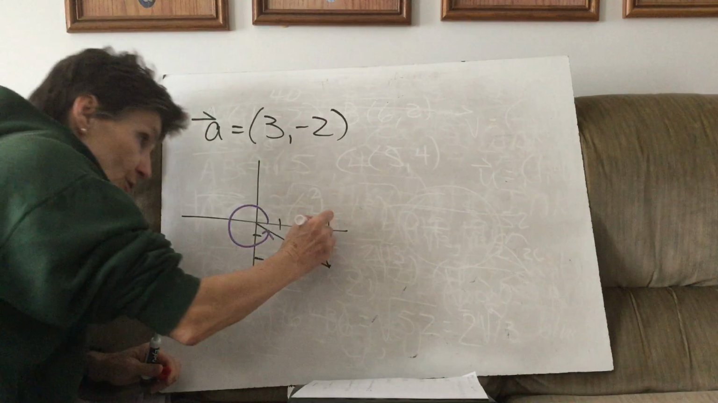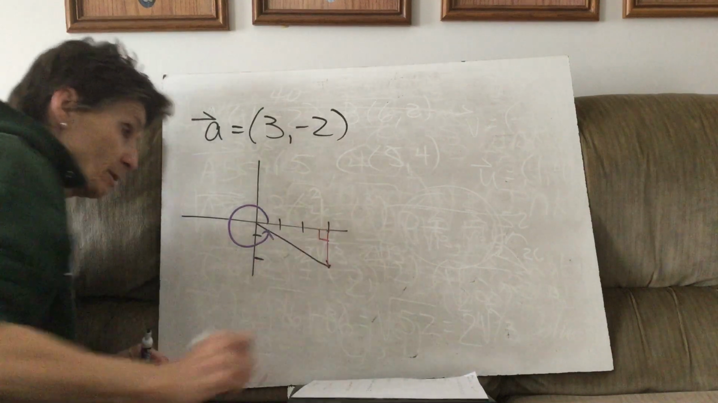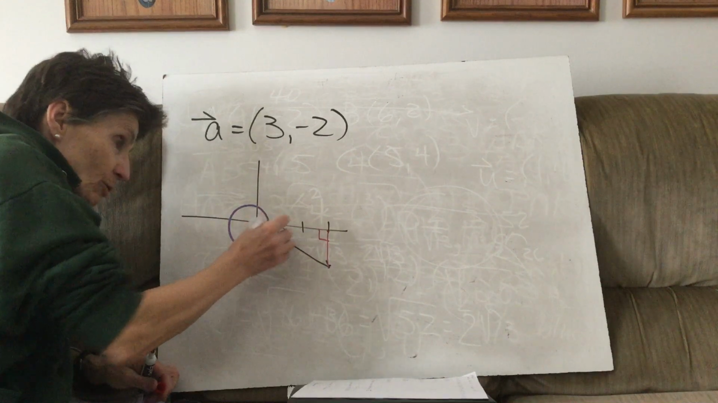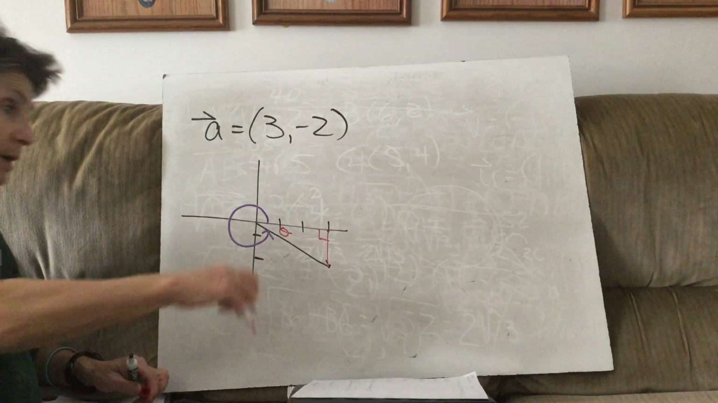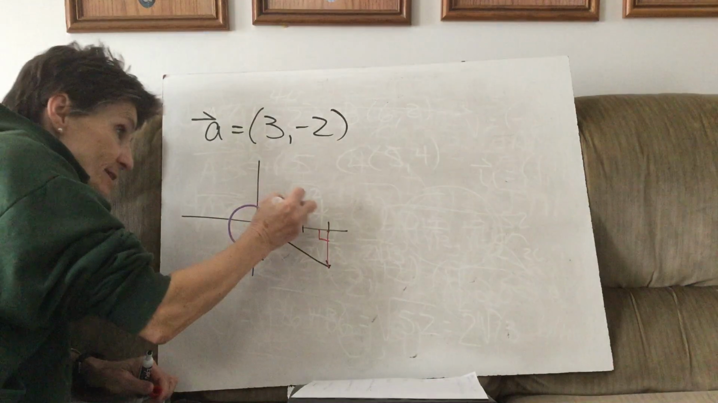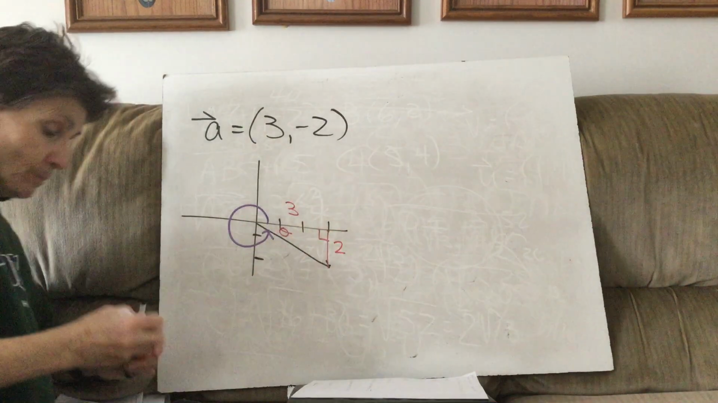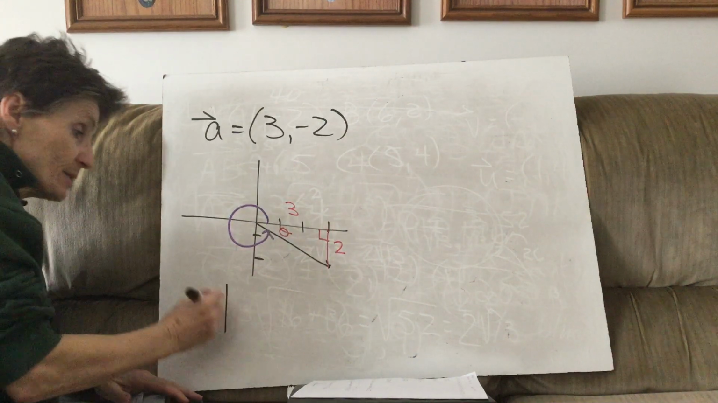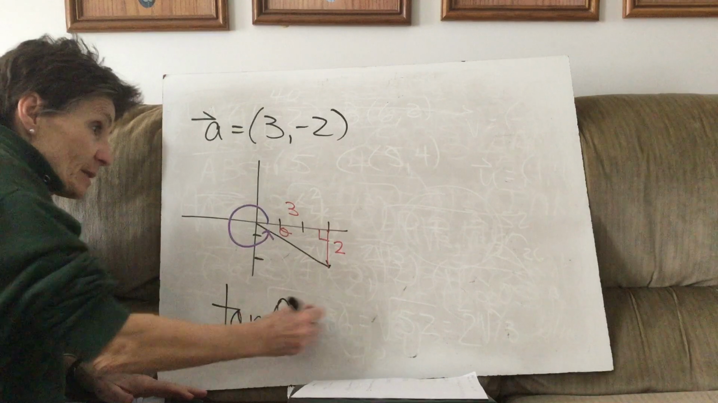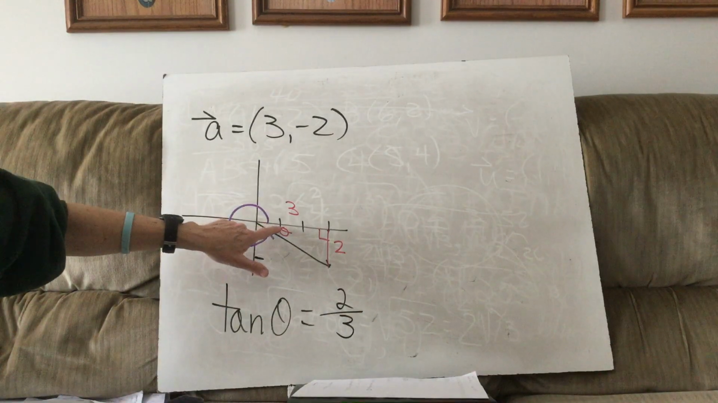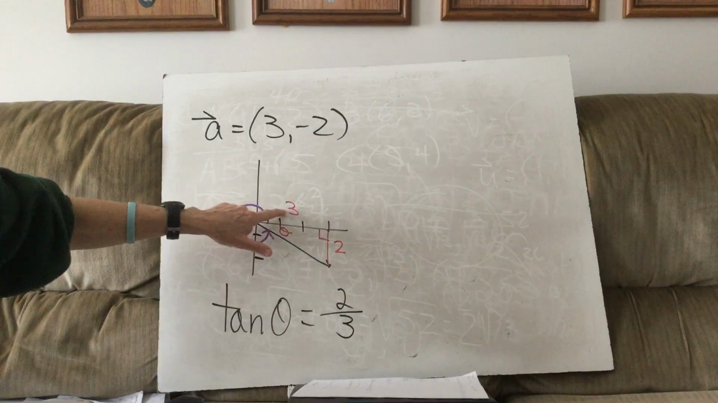The first thing you're going to do is make your little butterfly bow tie triangle, and you're going to find this angle right here, the one at the origin inside the triangle. Remembering that this is 3 and this is 2, I think you can find that angle. The tangent equals 2 over 3. The tangent of that angle equals opposite over adjacent.